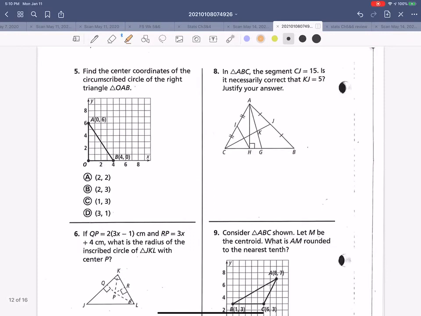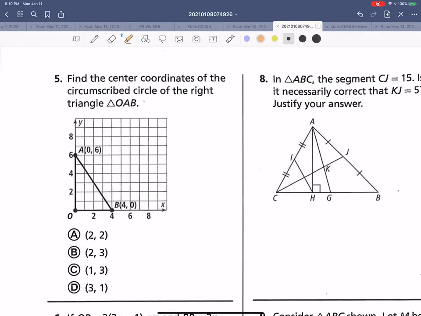Okay, let's look on the back. Find the center coordinates of the, oh, my favorite, circumscribed. Meaning our circle fits on the outside, right? So something like that.